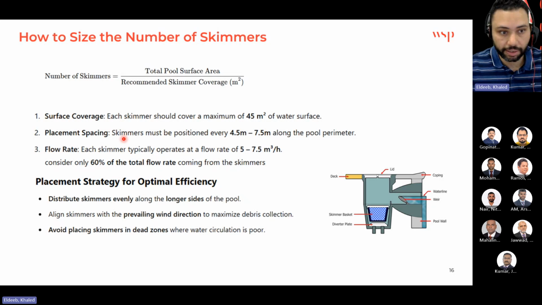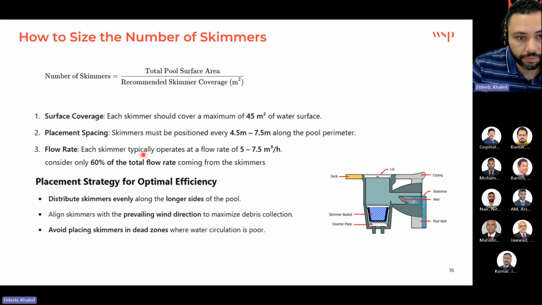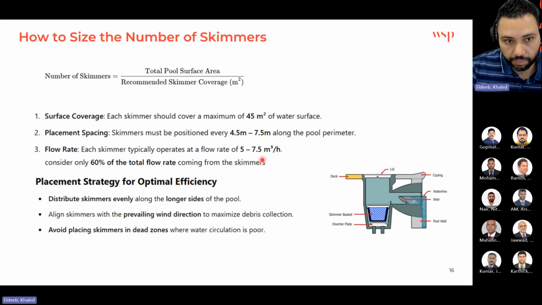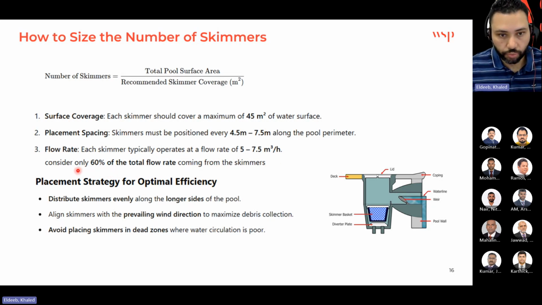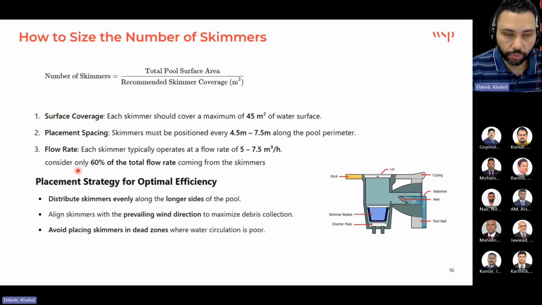So this is the second criteria. The third criteria is the flow rate. This flow rate varies from one model to another, but the range is from 5 to 7.5 cubic meters per hour. And the last thing, we need to consider the total flow, because we have the pump giving 100% flow. This flow will be directed to the skimmer, and it will be directed also to the main drain down.